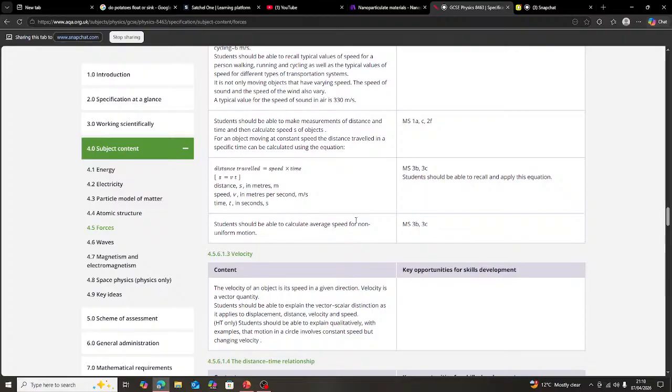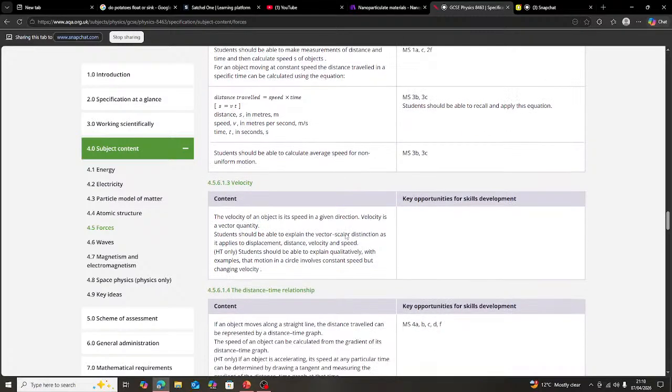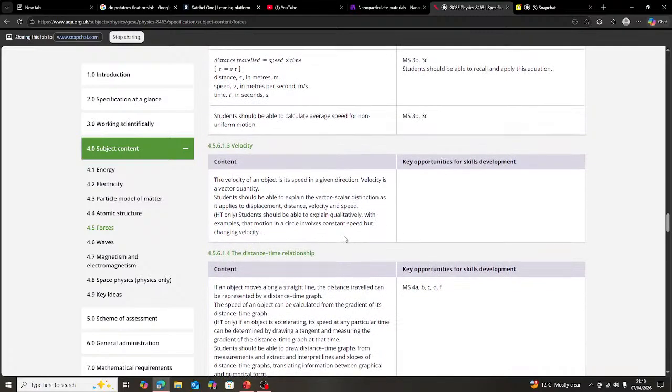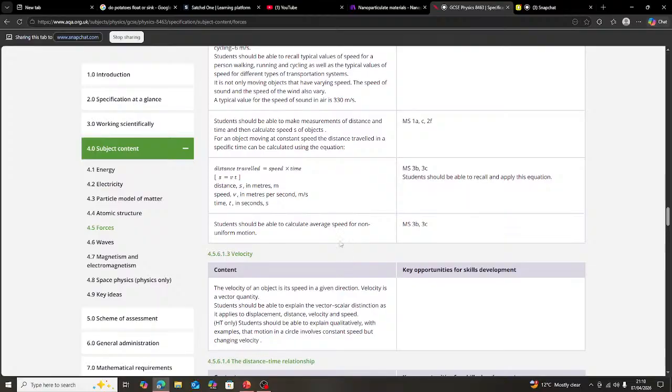Alright, and then say I say Timmy ran a 50 meter race at 5 miles an hour going forwards. Velocity. That is vector. Yeah, velocity. So what is velocity?